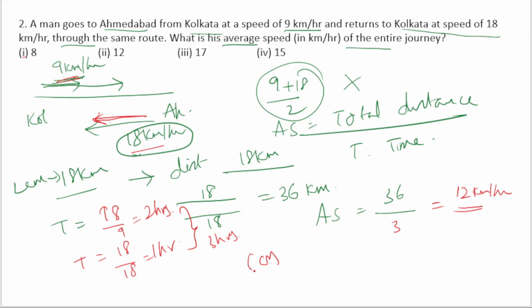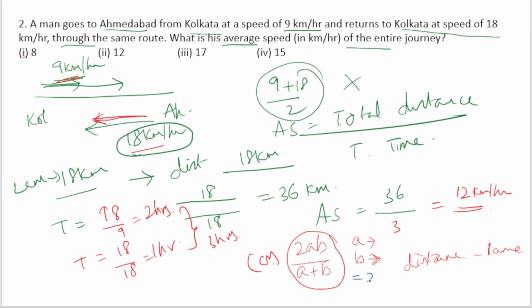Or we have a direct formula here. It is 2AB divided by A plus B. A is the speed in one way traveled with and B is the speed in the other way. This formula is applicable only if the distance is the same in both the ways. So here we will apply the formula.